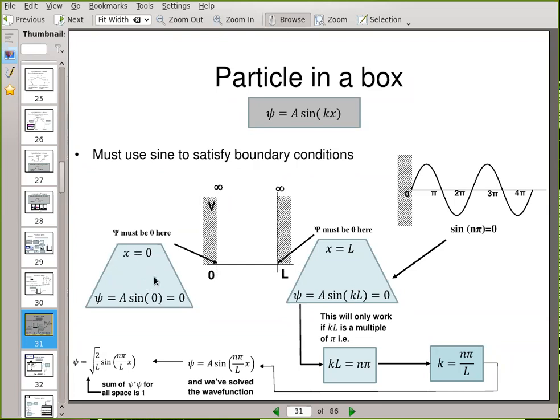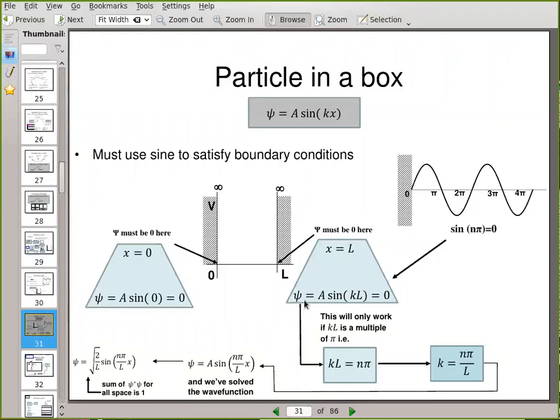So on the left hand side, when x is naught, your wave function psi is a sine of naught, and so it's perfect, it's naught. So the wave function on the left is naught at the edge of the box, and so sine is working beautifully at this side. It drops to naught at that point. However, it's not working well on the right hand side. So what we've got to do is force the value of the sine function to be zero at the right hand side of the box.